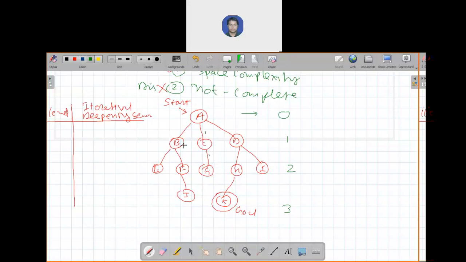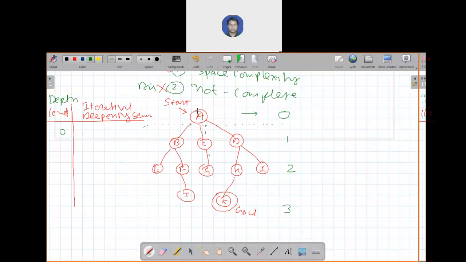So iterative deepening works level by level. It will search for the goal state starting from depth 0, or level 0, as you can call it. So it will first search at depth 0.